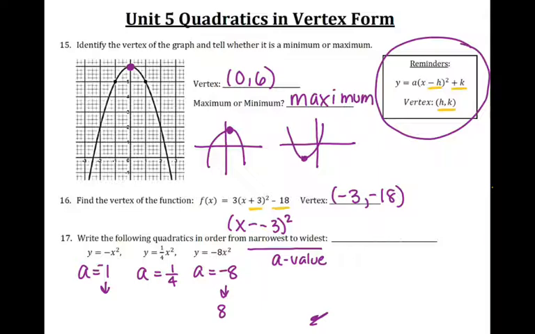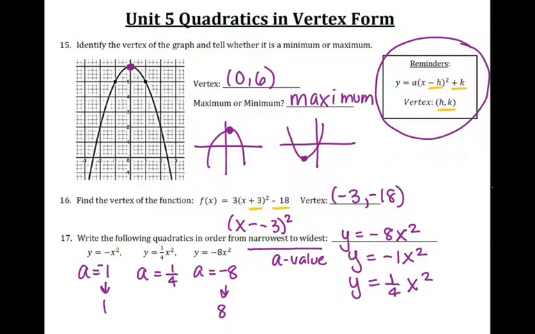That just tells me that your parabola is opening down. So the value that has the highest value for a is going to be the most narrow. So that is going to be the y equals negative 8x squared. My next highest value is going to be the next narrowest, which is going to be the y equals negative 1x squared. And finally, the widest is going to have the smallest value for a, which is that 1/4.